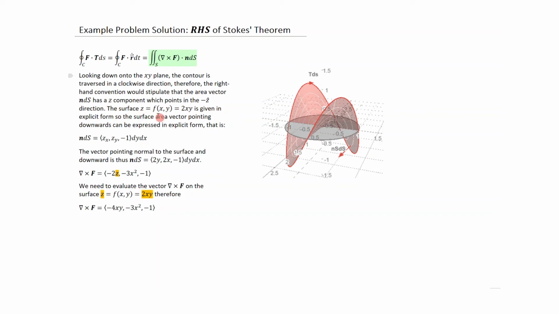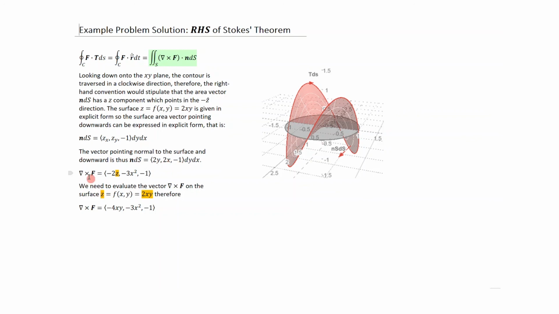The surface z = f(x,y) = 2xy is given in explicit form. So the surface area vector pointing downwards can be expressed as follows. Again, it is (∂z/∂x, ∂z/∂y, −1). This indicates downwards, so this is in the correct direction according to the right-hand convention. So the vector pointing normal to the surface and downwards therefore becomes (2y, 2x, −1). So ∂z/∂x applied to the function 2xy would give you 2y, ∂z/∂y would give you 2x, hence the first two terms shown here.